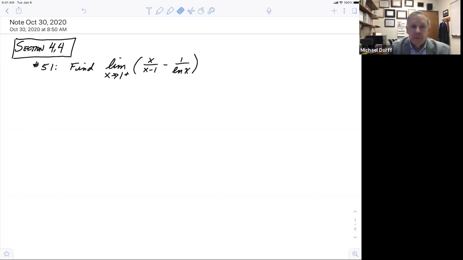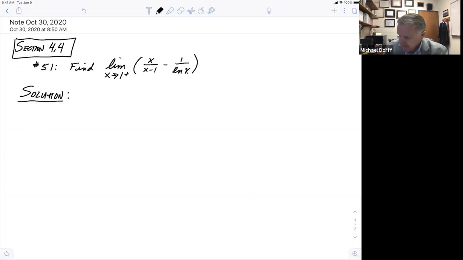We're now in section 4.4, and we're going to look at problem number 51, which is a problem like homework problems, but not a homework problem. So this problem says to find this limit. So to do that, the first step I would do is do a direct substitution.